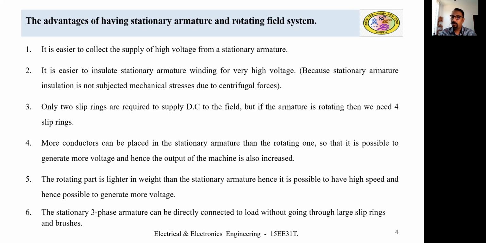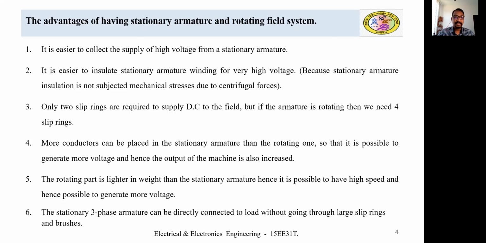Why do we need four? Because for the three phases we need three slip rings, and for the neutral we need another slip ring, because as I told you in the previous session, the stator winding is normally star connected. So because of that we need four slip rings and four carbon brushes. If it is a rotating magnetic field, we need only two slip rings, one for positive and one for negative, and only two brushes. That is another advantage. The fourth one is that we can place more conductors in a stationary armature than in a rotating armature. That is the fourth advantage.